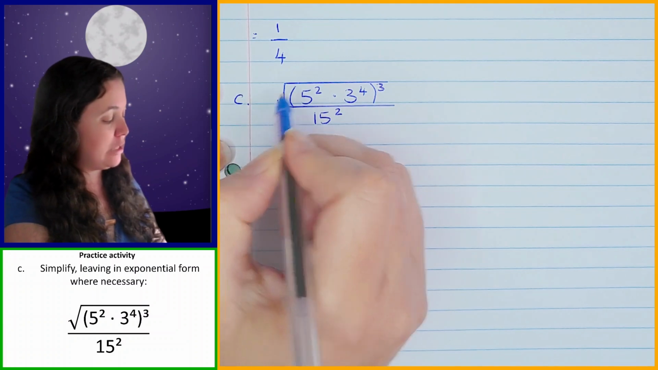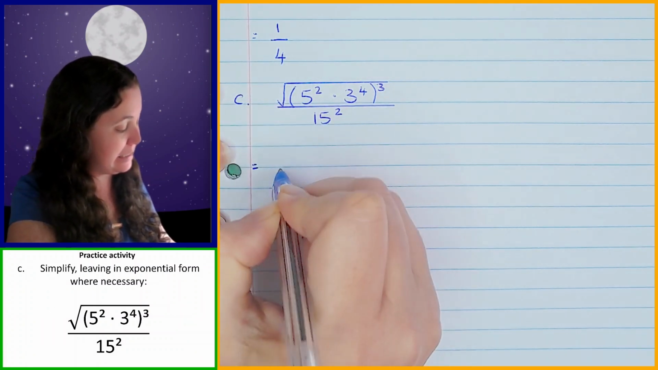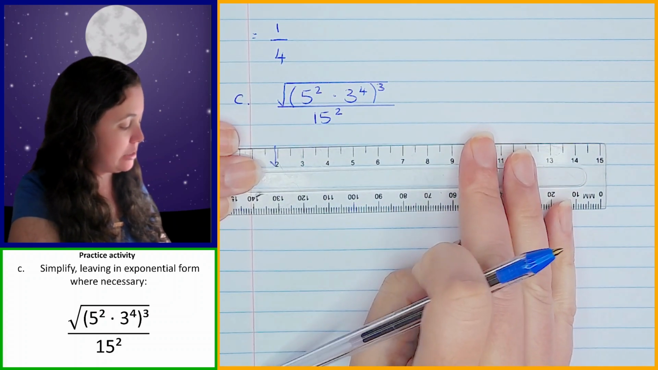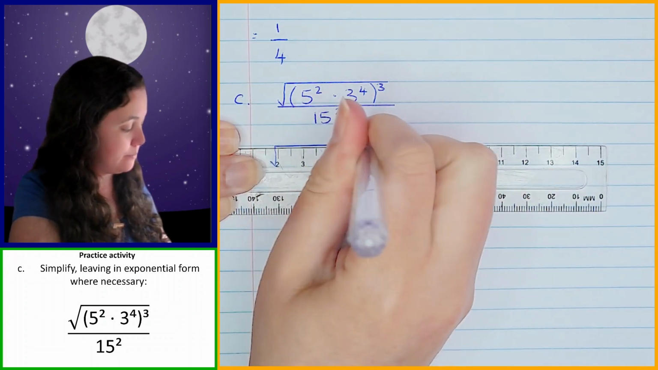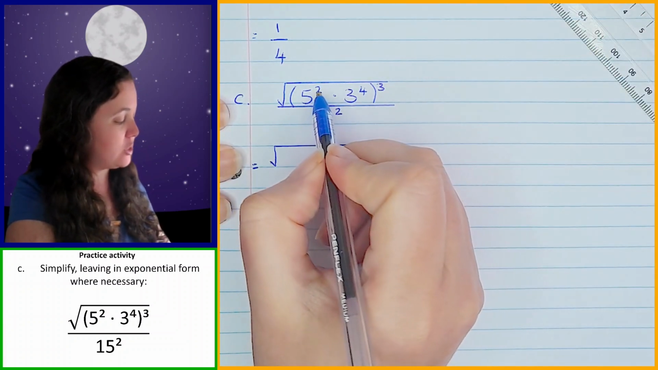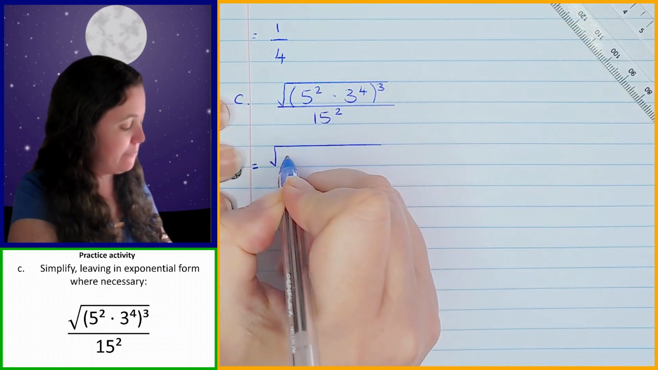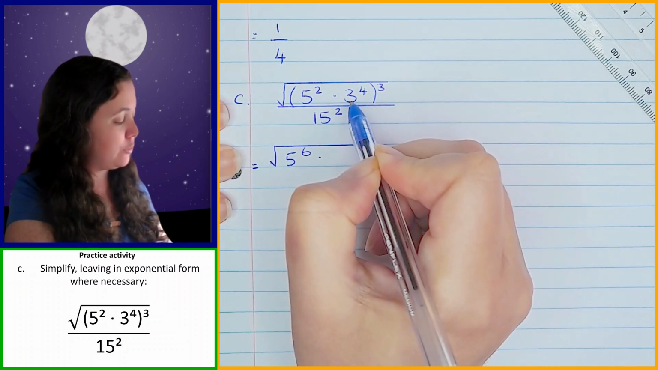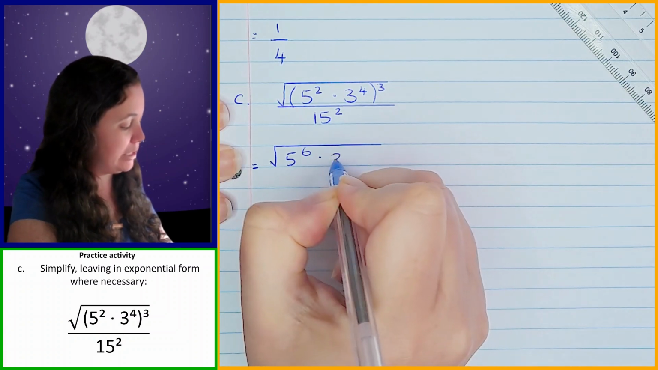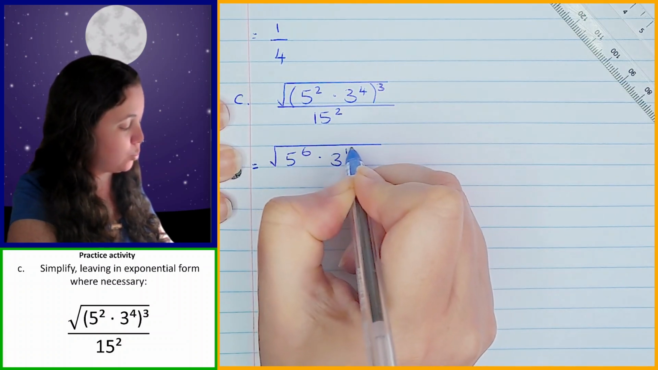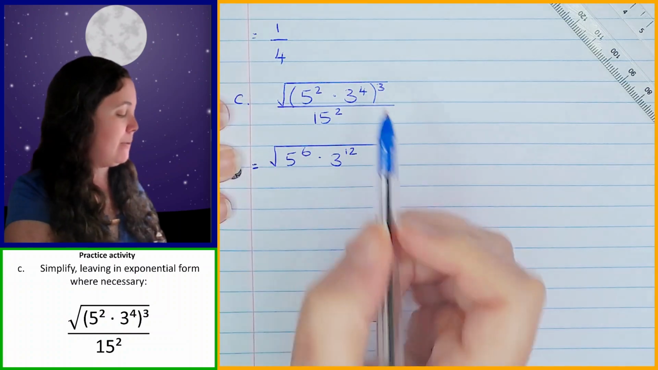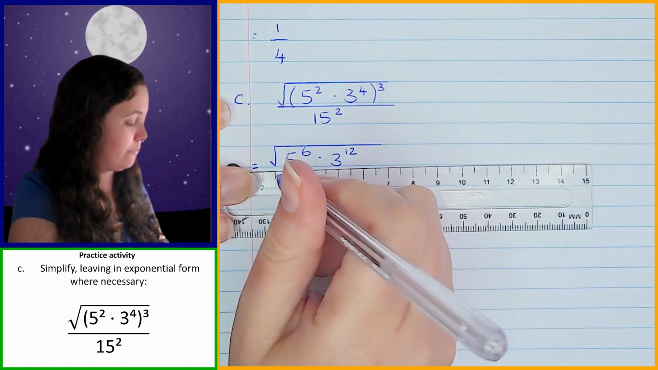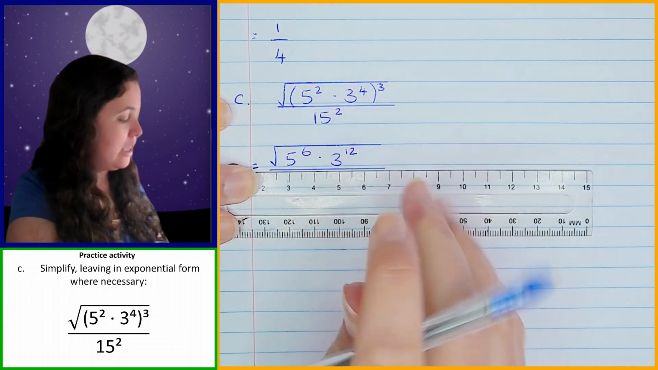Okay, so I'm going to do that. I'm going to start off. My square root is going to stay as it is. I can't get rid of it yet because I first have to sort out the brackets inside. So over here I've got 5 squared, which I'm going to cube. That gives me 5 to the power of 2 times 3, which is 6. Times, then I've got 3 to the power of 4 cubed, and that gives me 3 to the power of 4 times 3, which is 12. Remember, the bases stay the same, and we multiply the exponents with the exponent outside. Okay, so then I have at the bottom of my fraction 15 squared.